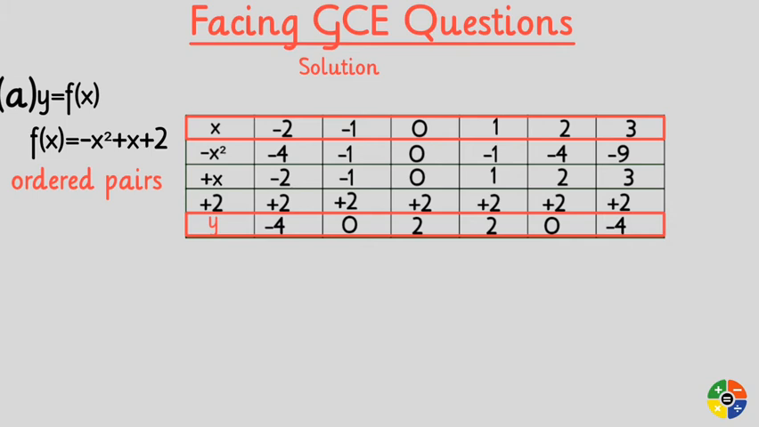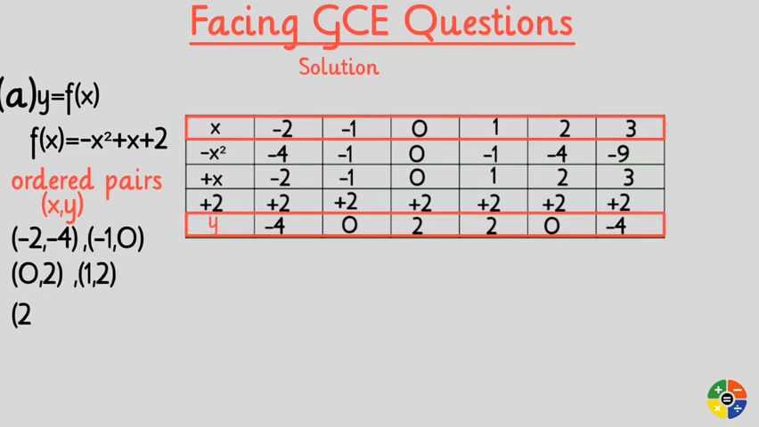Bringing out ordered pairs in the form x, y from the table, I will obtain negative 2, negative 4; negative 1, 0; 0, 2; 1, 2; 2, 0; and 3, negative 4.